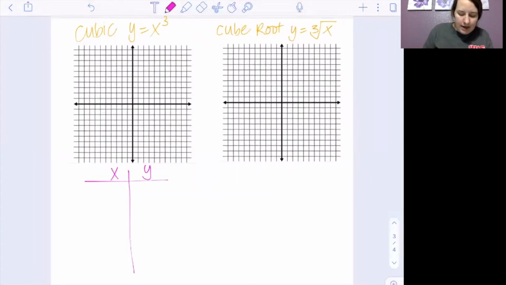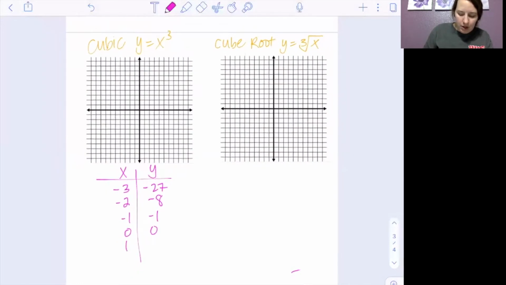So if I plug in -3, -3 to the third power is going to give me a negative 27, because -3 times -3 is +9, and then +9 times another -3 is going to get me -27. Okay, -2 to the third power is -8. -1 to the third power is -1. 0 cubed is 0. 1 cubed is 1. 2 cubed is 8. And 3 cubed is 27.